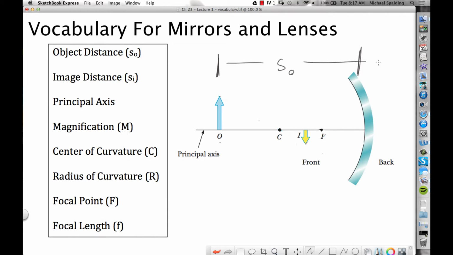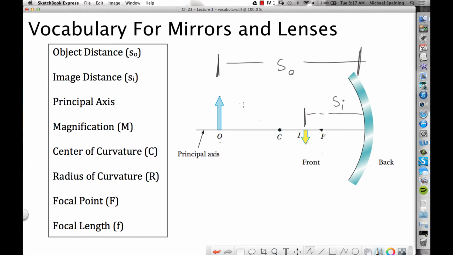So, object distance. Image distance. Now, mirrors form images. The distance from the image, so this guy right here represents the image, the distance from the image to the mirror is image distance, SI.